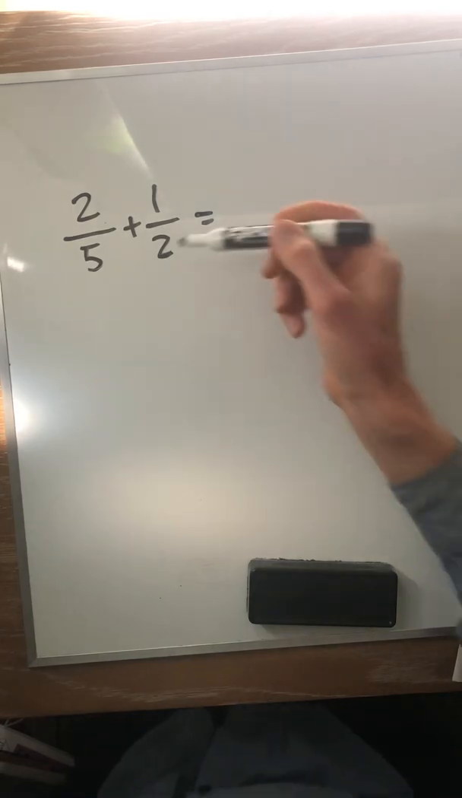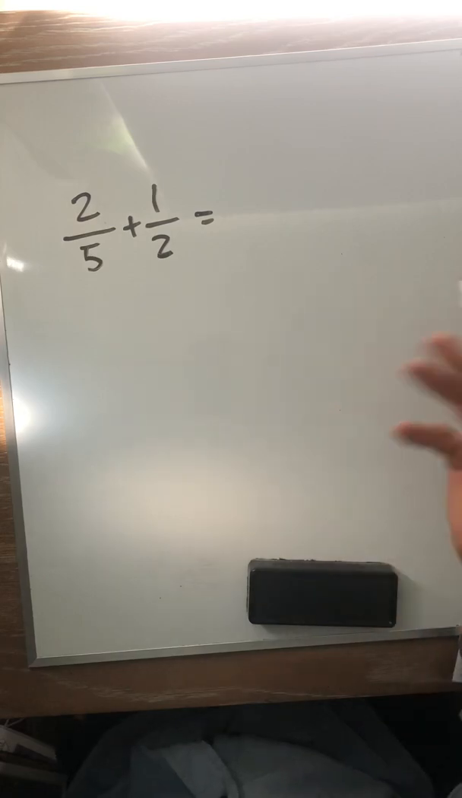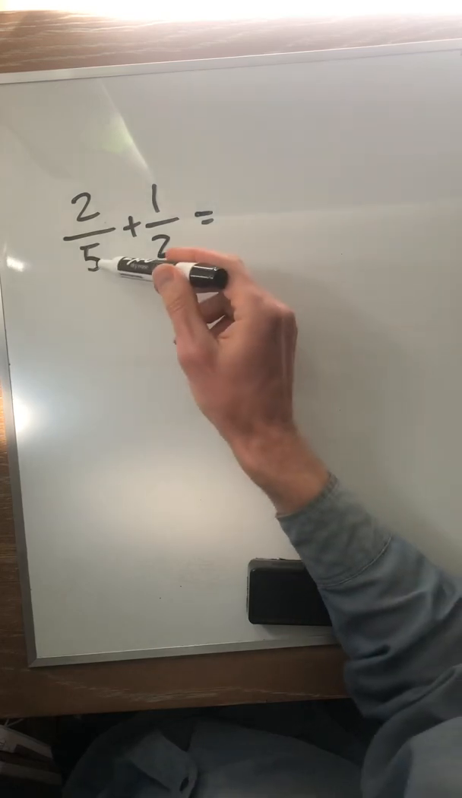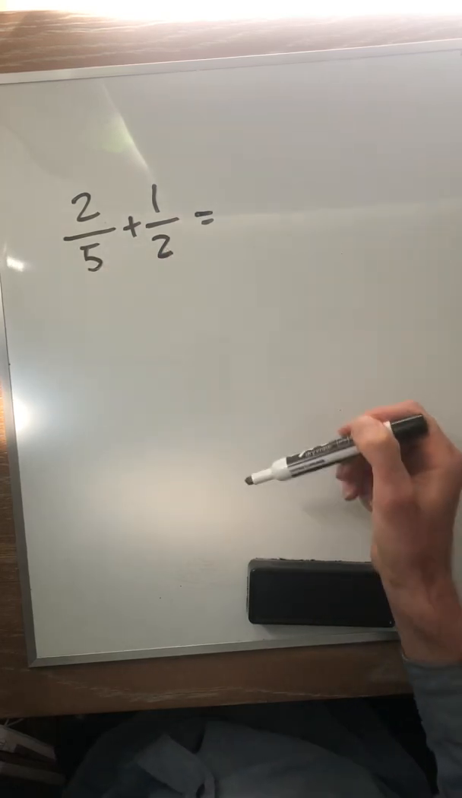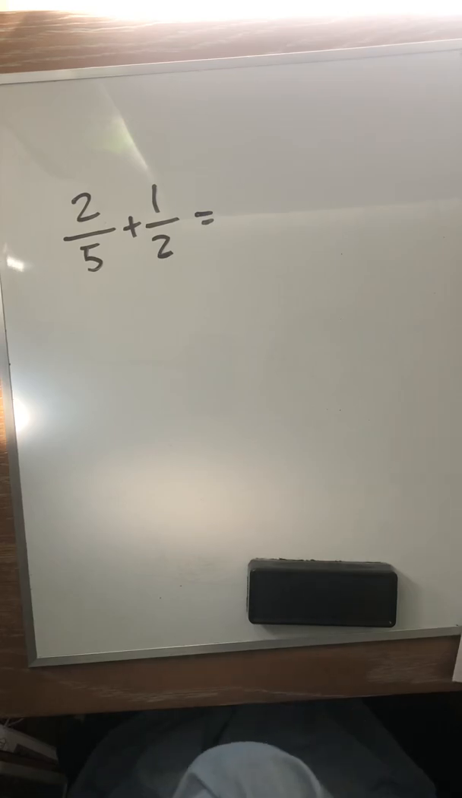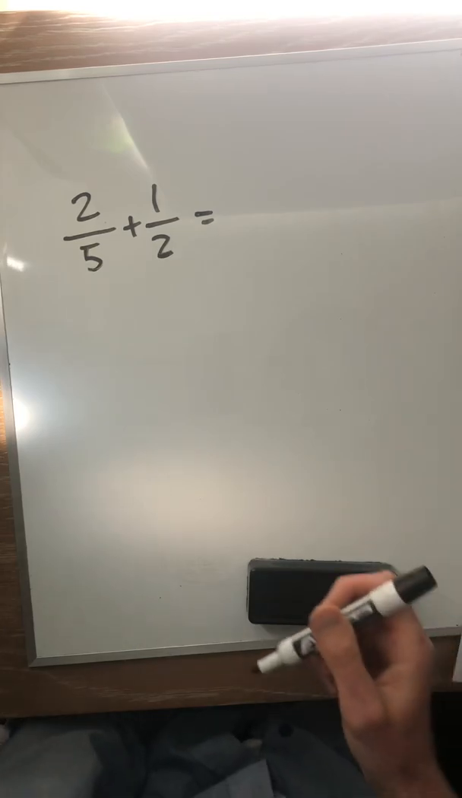Or another way to do it is you can just multiply those numbers, right? If you multiply them together, you know they're both going to go into that number because 5 times 2 equals 10. So 5 goes into 10 twice, 2 goes into 10 5 times. So they both are going to go into 10. So however you do it, we're going to need to turn these numbers into tenths if we're going to add them up.